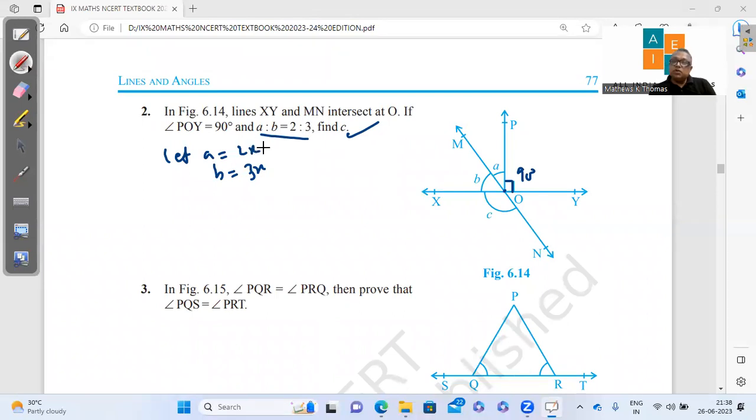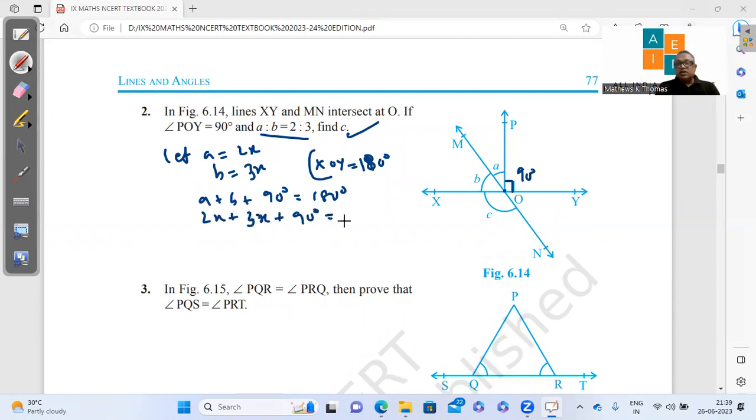So whenever there's a ratio, we assume 2x and 3x. Now, if you look at this 2x and 3x and this 90, they all together lie on this line XOY. And we know that this is a straight line, therefore this will be 180, right? Angle XOY is 180. So I can say that A plus B plus 90 is 180, angles on a straight line. So A value we have assumed 2x, B value we have assumed 3x, plus 90 is 180.